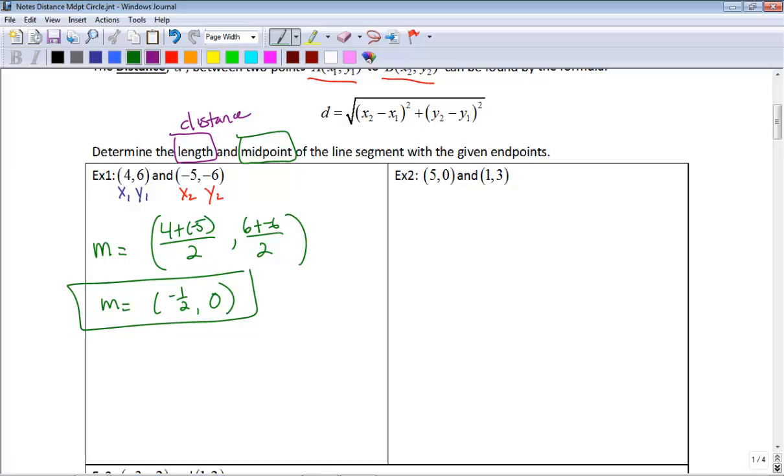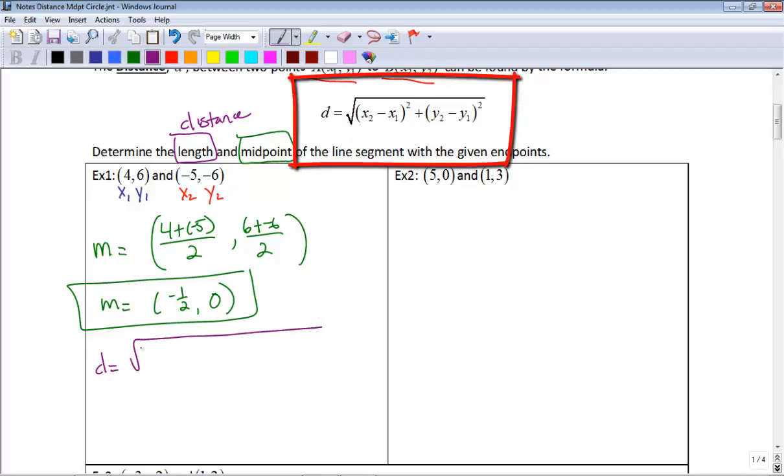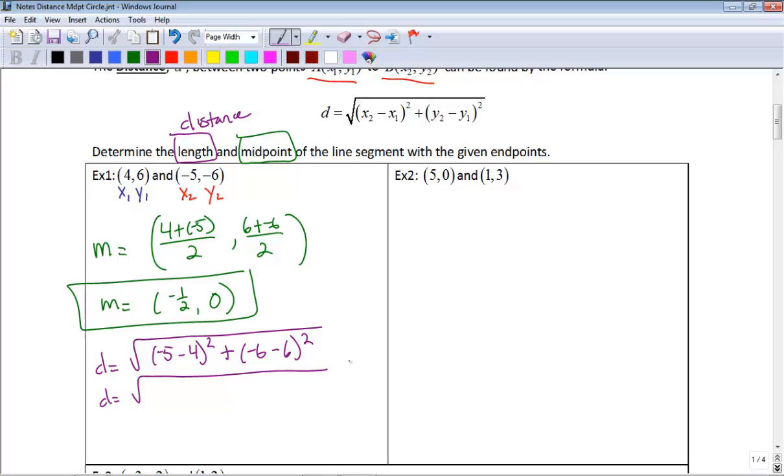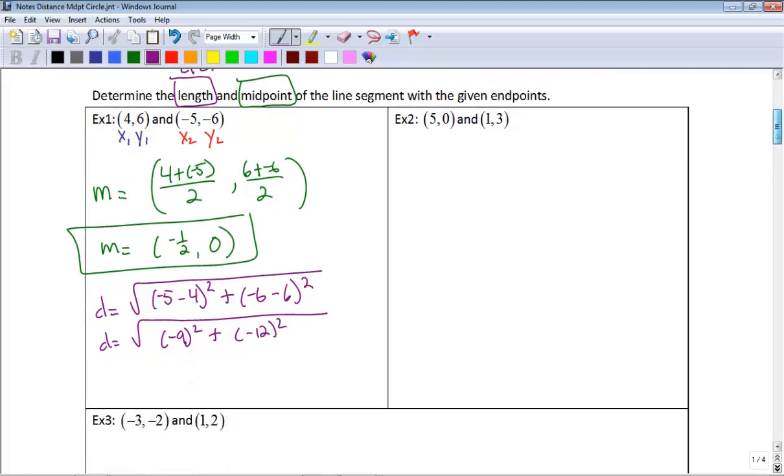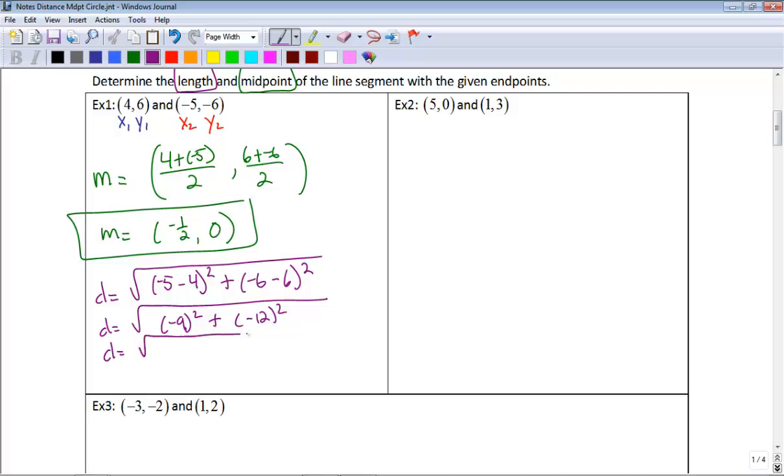Well, what about the distance between those two points? The distance is found by the distance formula, which tells me it's the square root of (x2 minus x1) quantity squared, so x2, negative 5, minus x1, which is 4, quantity squared, plus (y2, negative 6, minus y1, 6) quantity squared. If I work this out, the distance is equal to the square root of negative 5 minus 4, which is negative 9 squared, plus negative 6 minus 6, which is negative 12 squared. If I continue on here, the distance is going to equal the square root of 81 plus 144. And 81 plus 144 is 225.